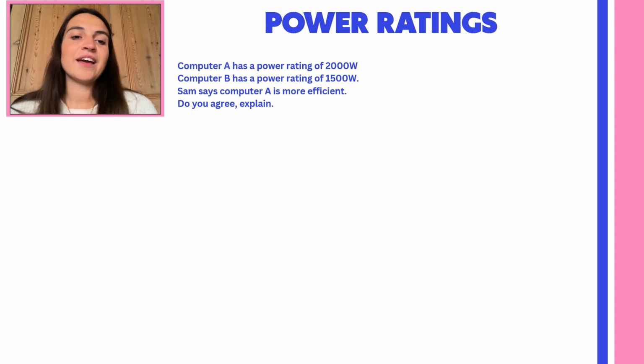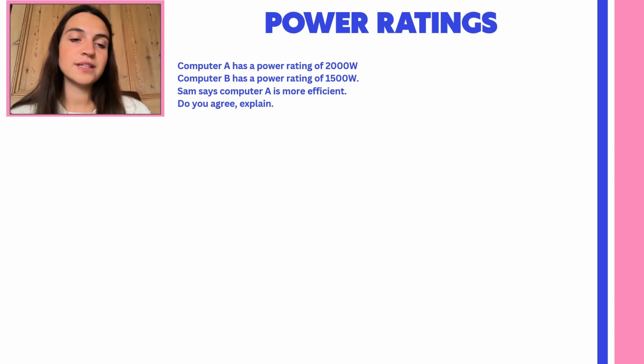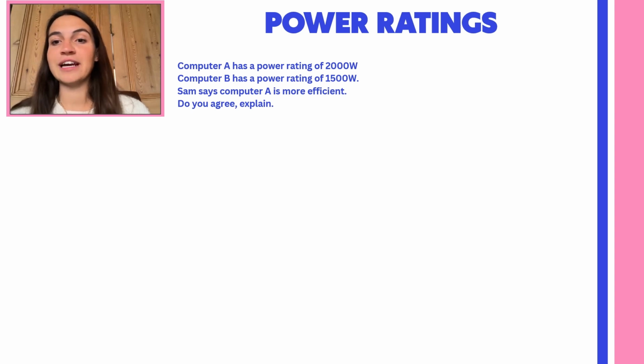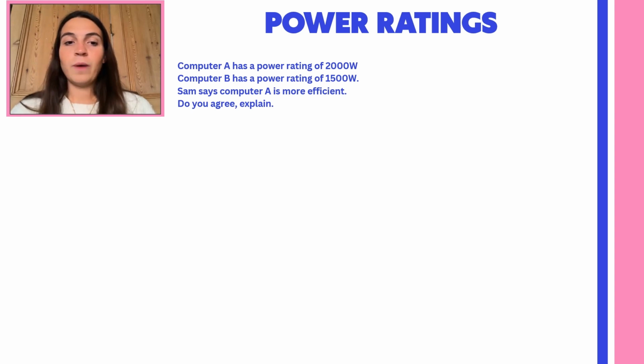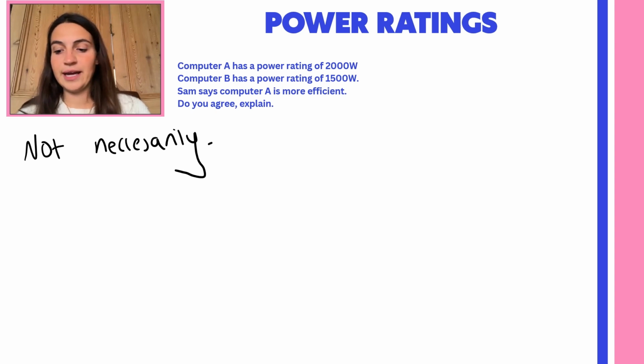Okay, computer A has a power rating of 2000 watts and computer B has a power rating of 1500 watts. Sam says computer A is more efficient. Do you agree? Explain. Well, obviously computer A has a higher power rating, so the question is, does that mean it's more efficient? And the answer is not necessarily.